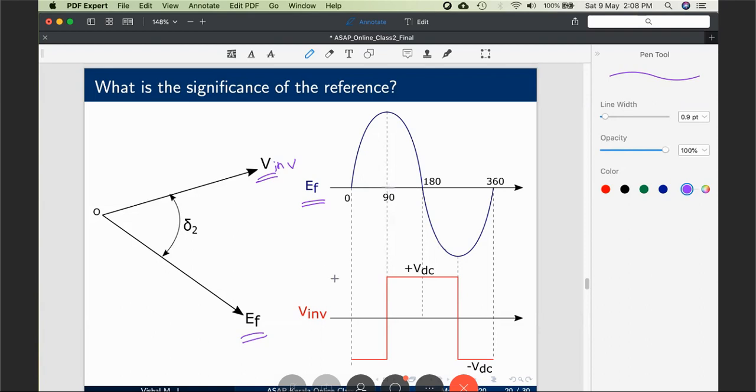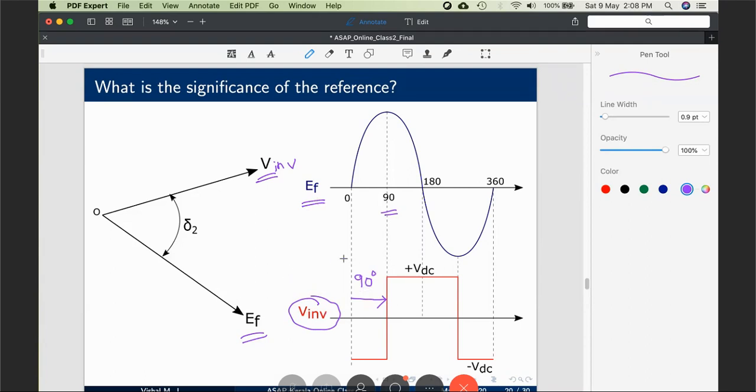Suppose this angle is 90 degrees, as shown in the diagram. Now EF and V inverter are at a phase shift of 90 degrees, or the phase of this output voltage is 90 degrees with respect to EF. That is the meaning of this one.